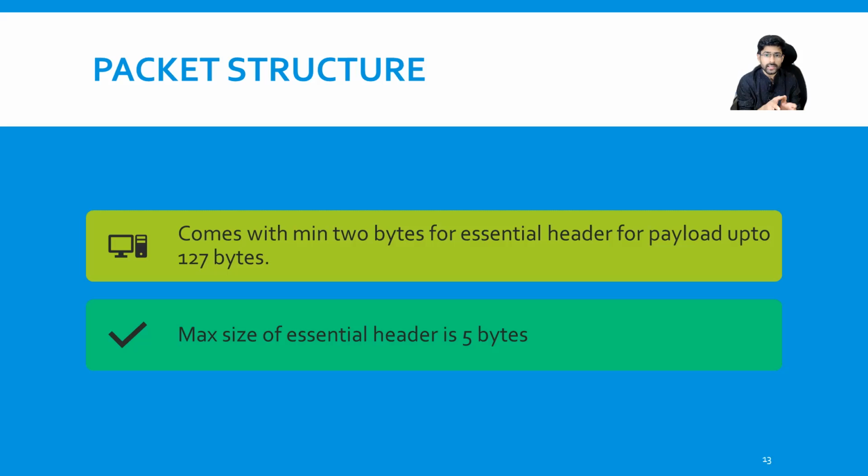Processing is going to be less. That's why MQTT is one of the first choices for any IoT developers. And the maximum size of the header is 5 bytes. So you can start sending the data with 2 bytes, and it can reach up to 5 bytes depending on the payload size, right?